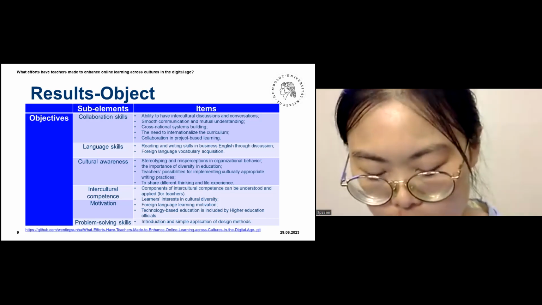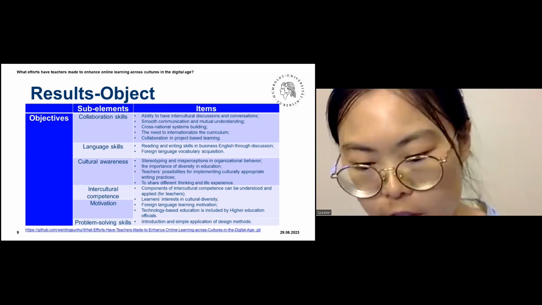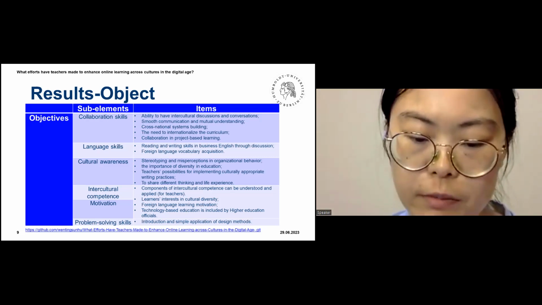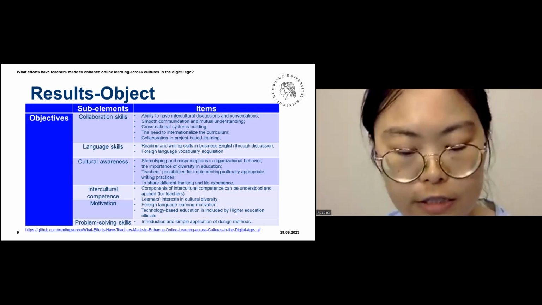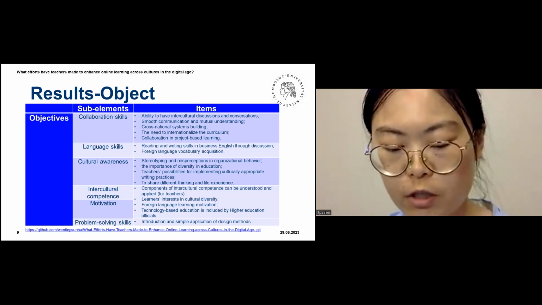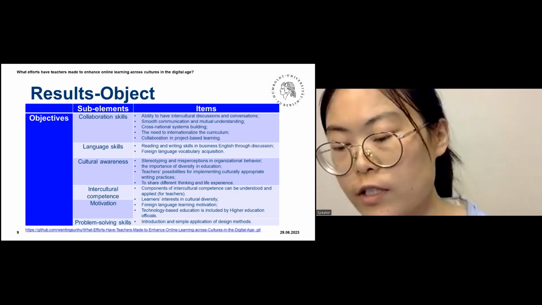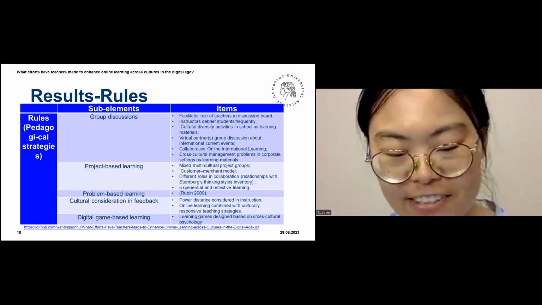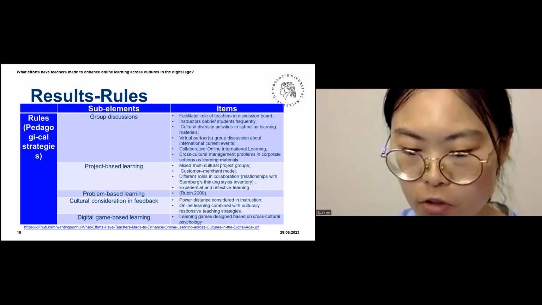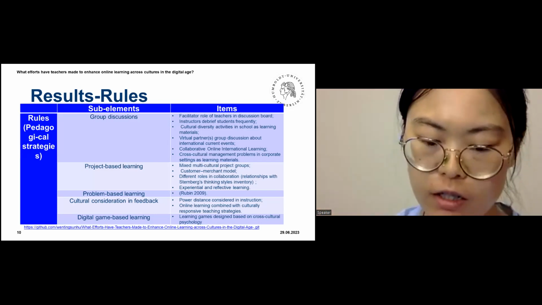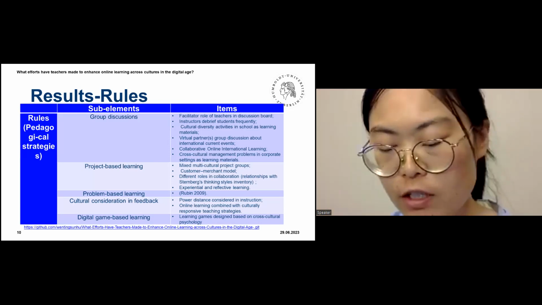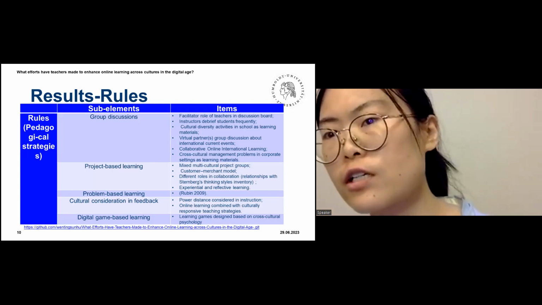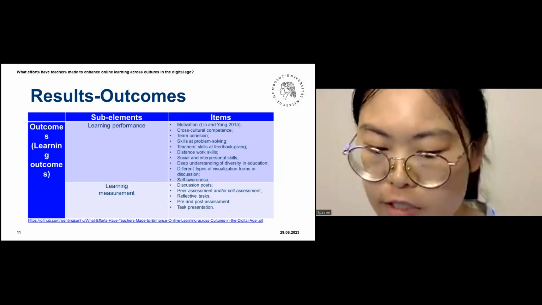Firstly, about objectives, you can see there are some objectives they try to translate: communication skills, reading skills, cultural awareness, intercultural competence, motivation, professional skills. For different teachers and different courses, they have different stresses. It's also about the pedagogy strategies. Though they have different means like group discussion, PBL, digital game-based learning, all of them are about collaboration, in the field of computer-supported collaborative learning.